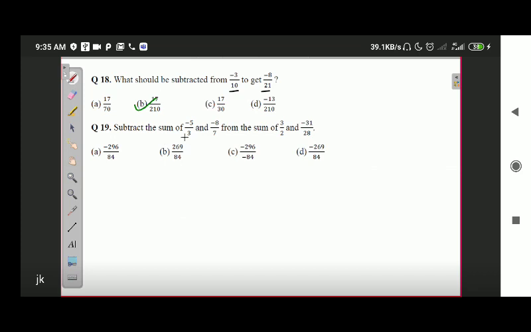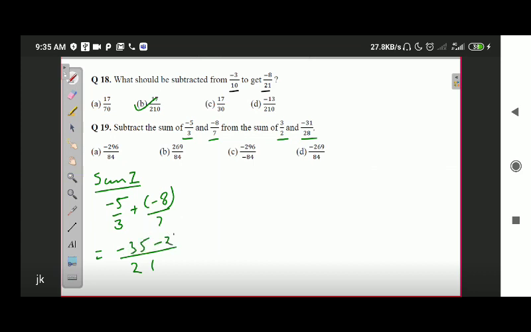Next is question number 19. Subtract the sum of minus 5 upon 3 and minus 8 upon 7 from the sum of this and this. So first of all, the first sum is minus 5 upon 3 plus minus 8 upon 7. Taking the LCM 21: 7 fives are 35, minus 35; 3 eights are 24, minus 24. Simplifying it, you will get 59 upon 21, that too of negative.